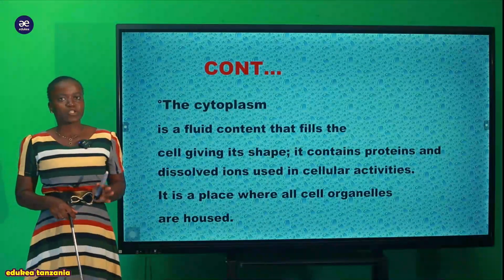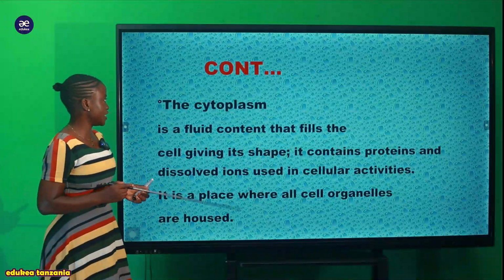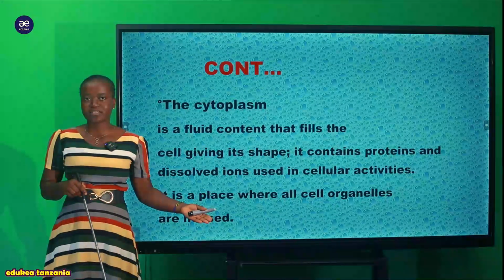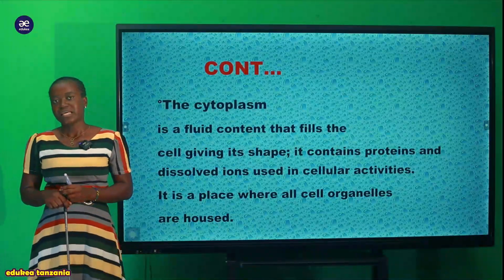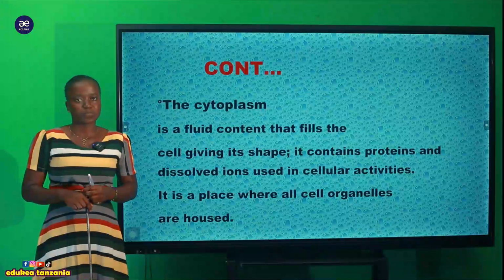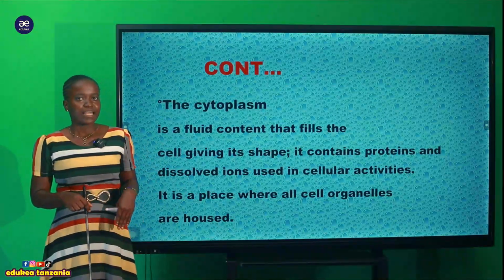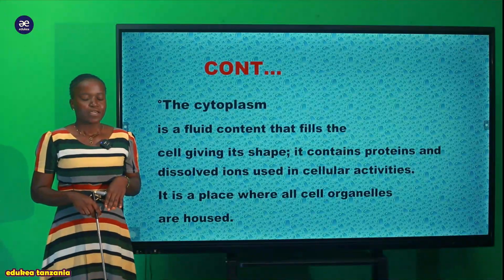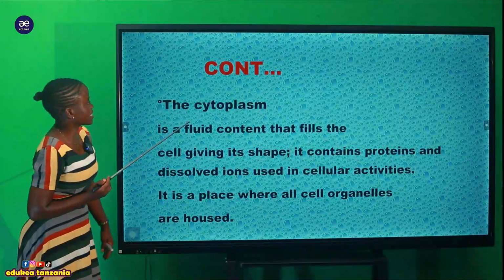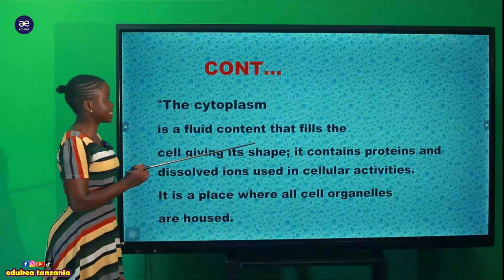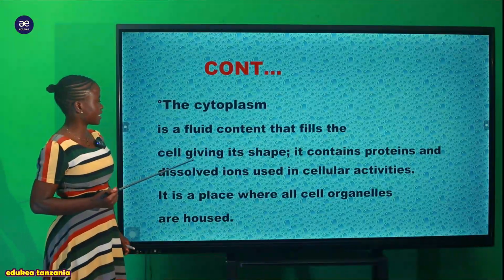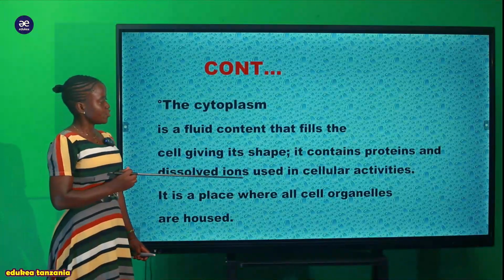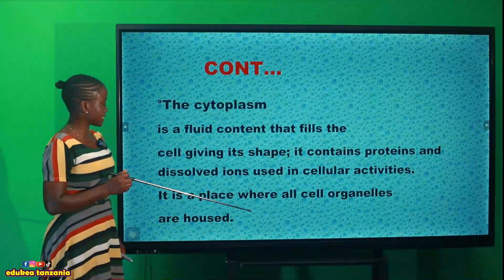Another part of a plant cell is called the cytoplasm. I hope we have already seen the cytoplasm while discussing the prokaryotic cell. The role of the cytoplasm in a prokaryotic cell and in a plant cell is the same. So now we can say that the cytoplasm is the fluid that fills the cell, giving it its shape. It contains proteins and dissolved ions used in cellular activities.